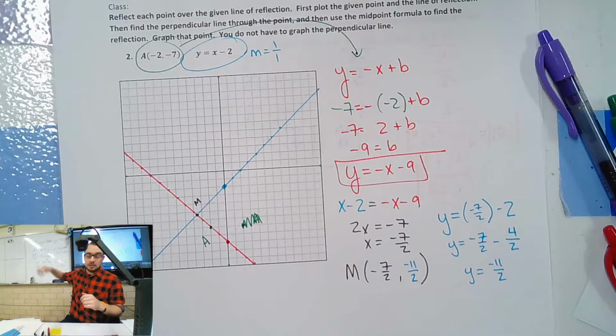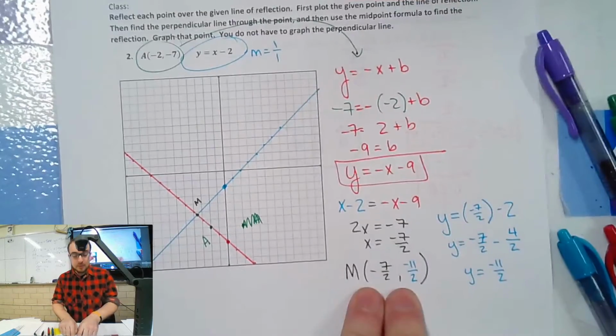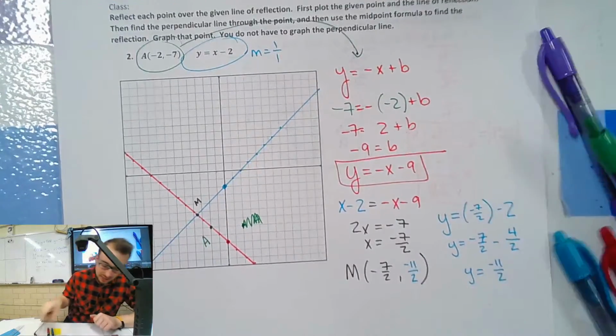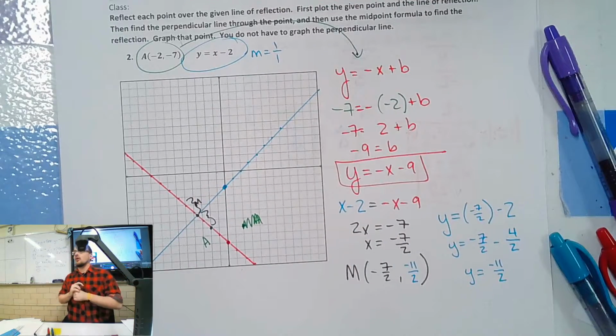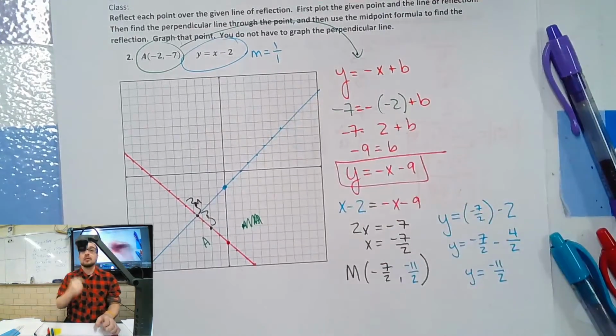We'll review common denominators in a second, okay? So that's the midpoint. That's halfway between A and wherever A prime is going to be, because all reflections are the same distance on both sides of the mirror, right? So now we're going to use that and use the midpoint formula to figure out where A prime is.